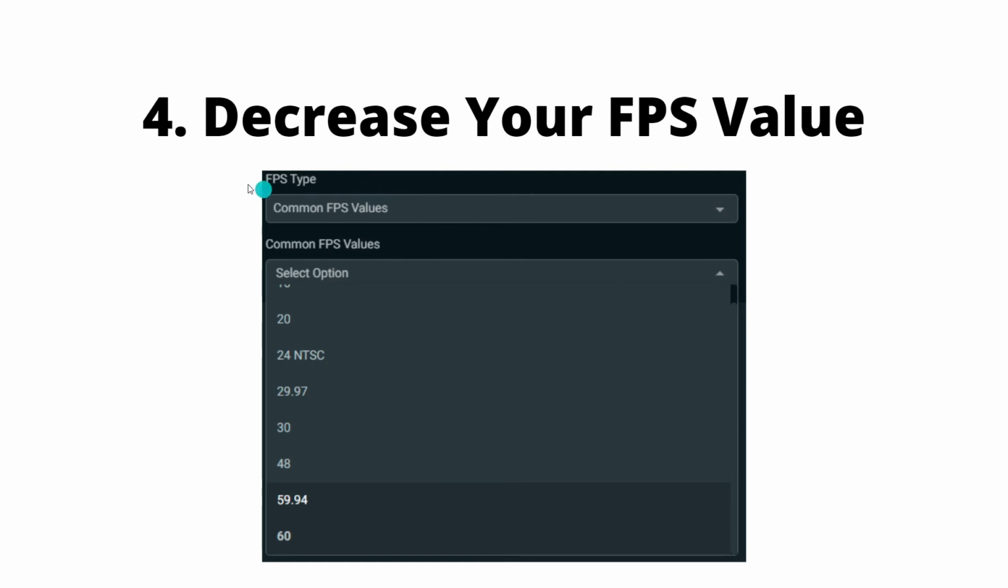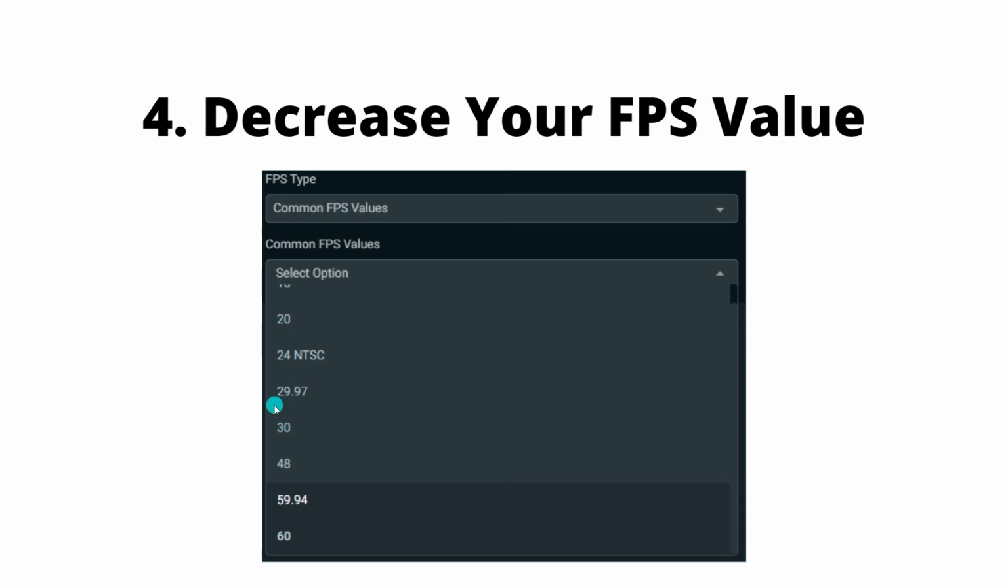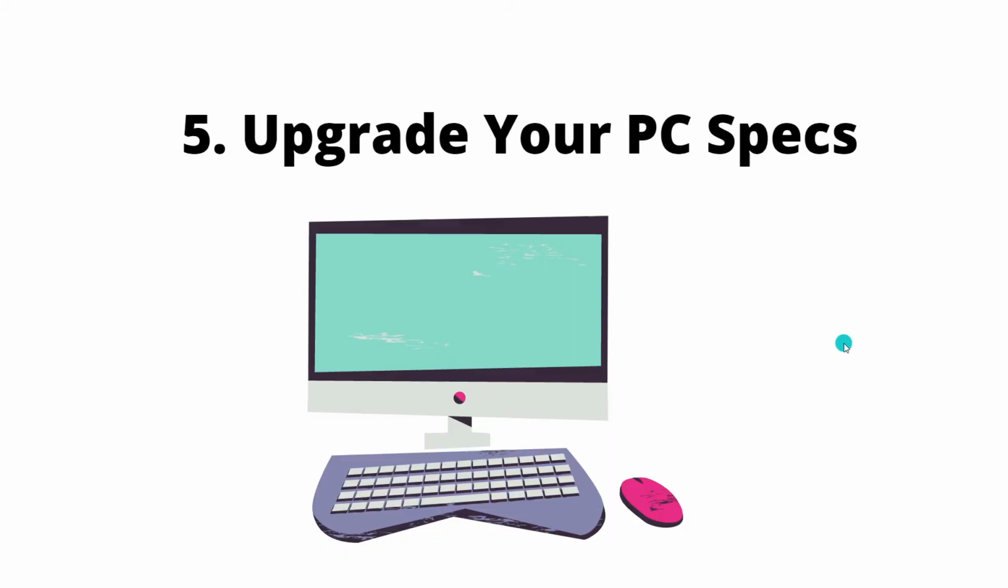The fourth one is you can decrease your fps value. If you want to stream with 60 fps, you can just lower your fps value to 59.94, and if you are going to go with 30 fps, you can decrease your fps value to 29.97. So it will be helpful for you guys.